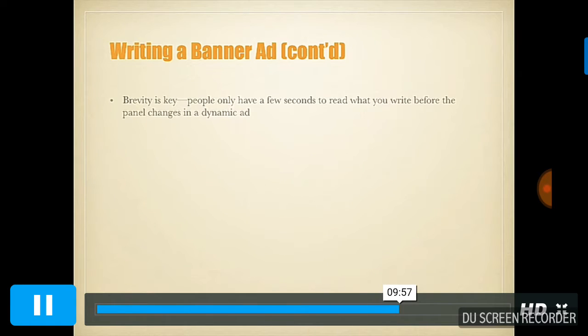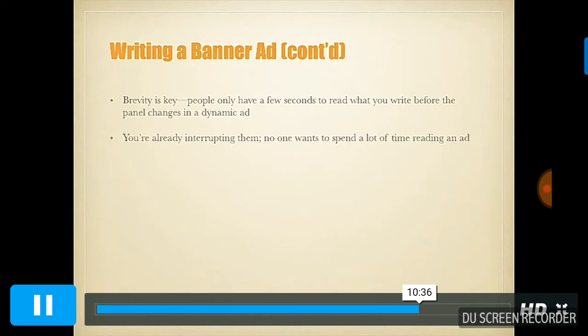Brevity is key. In a dynamic ad, people have only a few seconds to read what you write before the panel changes, and that assumes that they even notice it in time to have those full few seconds. Your designer actually has control over how long it is before each panel changes, but you want to keep that down to just a few seconds. If you don't, then people won't know that it's actually animated. But of course, your designer also has to be sure to leave enough time for people to read your message. It's definitely a balancing act, and you should read it through several times to make sure that people have time to read the whole message before it goes to the next frame.